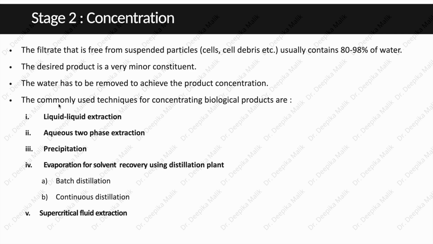The commonly used techniques for concentrating biological products are liquid-liquid extraction, Aqueous Two-Phase Extraction, Precipitation, Evaporation for solvent recovery using a distillation plant that can be operated in batch as well as continuous form, and then Supercritical fluid extraction. Now let us discuss these steps one by one in detail.